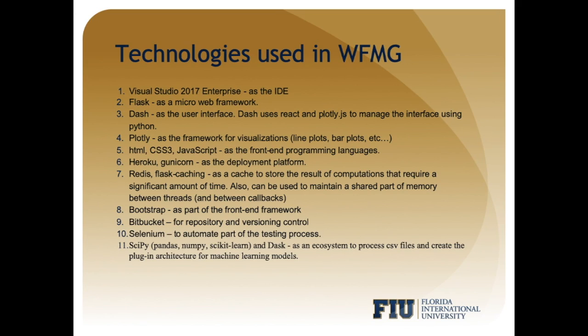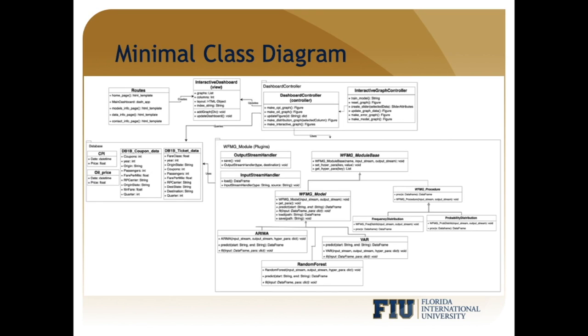We use Bitbucket for the repository and the version control. We use Selenium to automate part of the testing process, and SciPy as an ecosystem to process CSV files and create a plugin architecture for machine learning models. Here we can see a minimal class diagram. In this diagram we can see that we have classes for the plugin architecture. We have the output stream handler and the input stream handler, which are used by every class that inherits from the WFMG module-based class. We also see that we have several files for the database, and that the dashboard controller has access to the view and to the plugins.